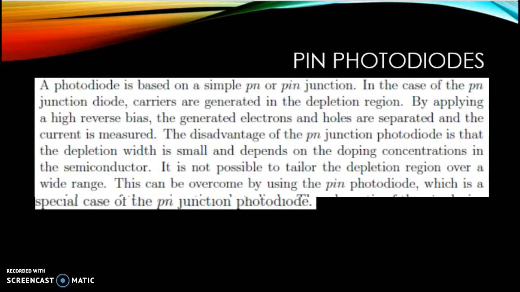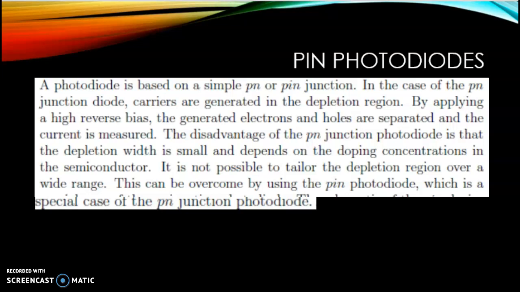Okay. Now we will discuss PIN diodes. A photodiode is based on a simple PN or PIN junction. In the case of PN junction diode, carriers are generated in the depletion region. By applying a high reverse bias, the generated electrons and the holes are separated and the current is measured. The disadvantage of PN junction photodiode is that the depletion width is small and depends on the doping concentration in the semiconductor. It is not possible to tailor the depletion region over a wide range.